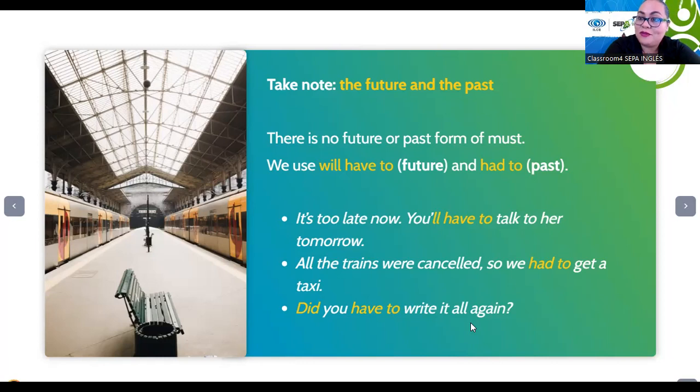The have to future is the contraction of will. Next, all the trains were canceled, so we had to get a taxi. Todos los trenes fueron cancelados, entonces tuvimos que tomar un taxi. Did you have to write it all again? Is a question in past. The auxiliary did is the only form in which I'm going to use the past.